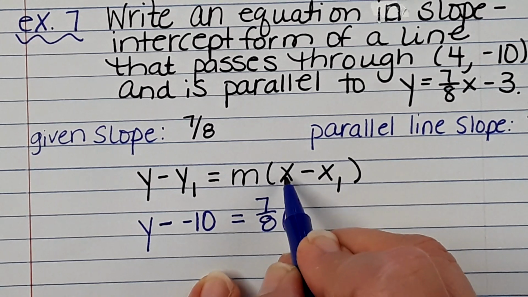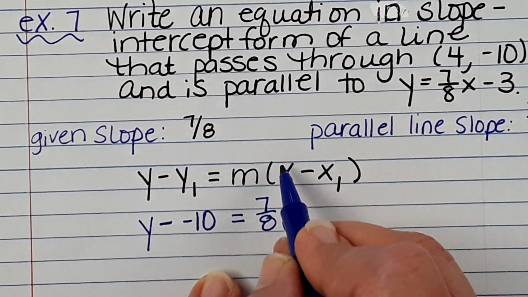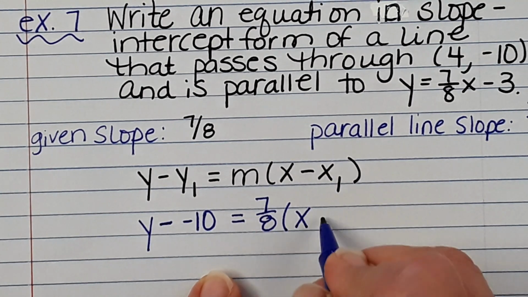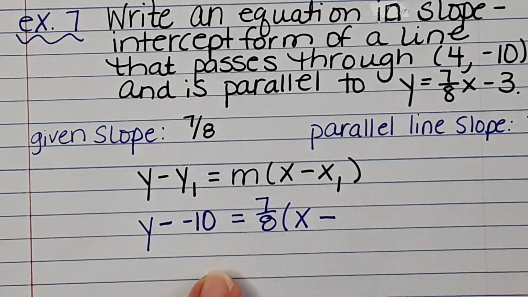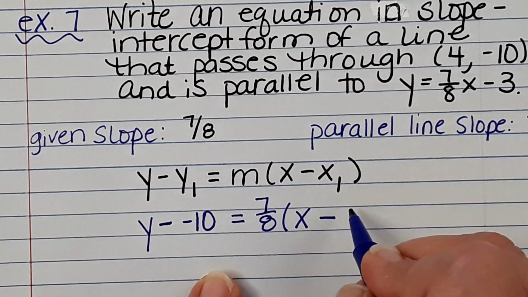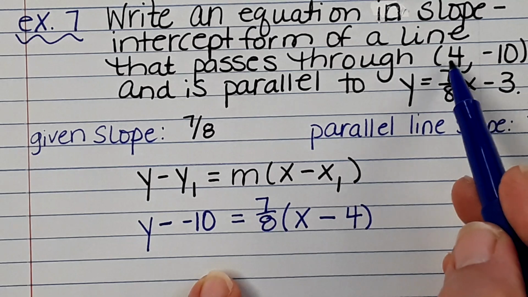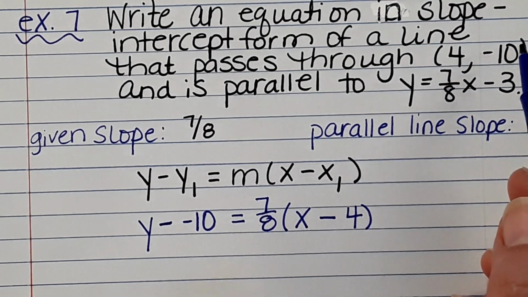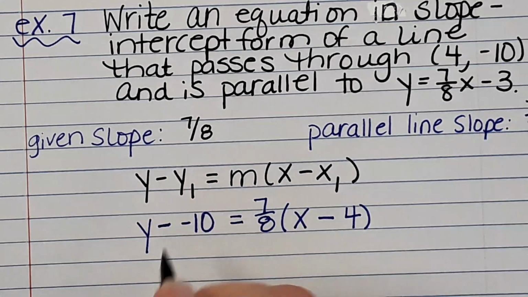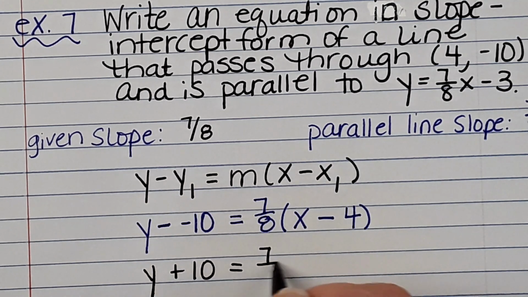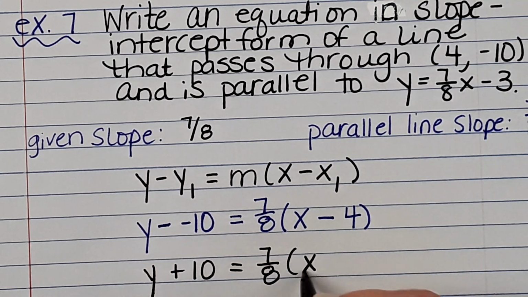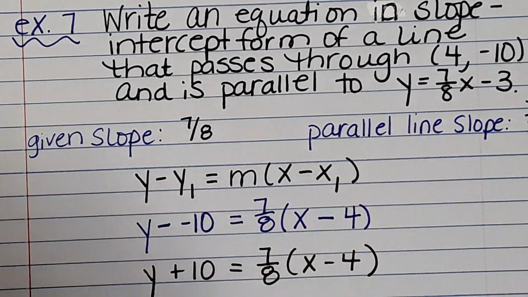What happens to this plain x? Minus 4. So 4 and -10 are your x1 and your y1. So this becomes y plus 10 equals 7/8 (x minus 4).